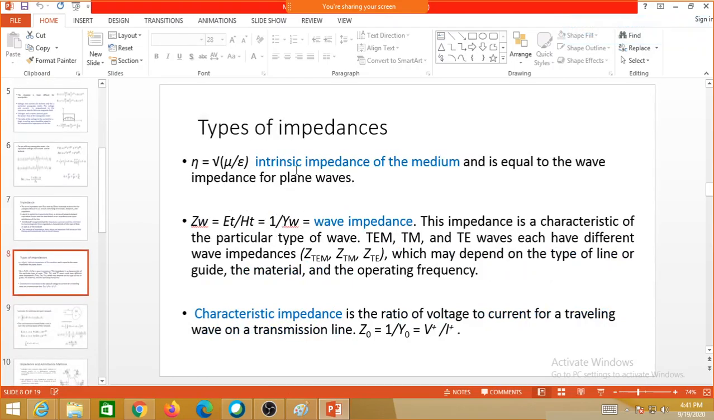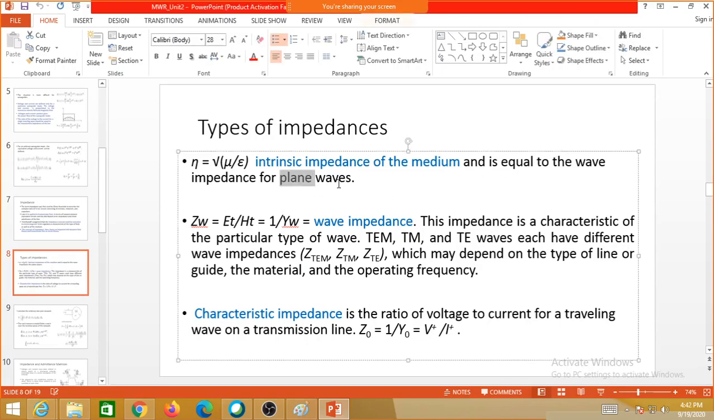Now, what are the types of impedances? As I said, there is the intrinsic impedance of the medium, which is equal to the wave impedance for plane waves. Plane waves generally exist in free space. If you take the medium parameters mu naught and epsilon naught, that gives the intrinsic impedance of free space, and if you take any other parameters mu and epsilon, it gives the impedance for that particular medium. And this is the wave impedance ZW, which is in terms of the electric as well as magnetic field.